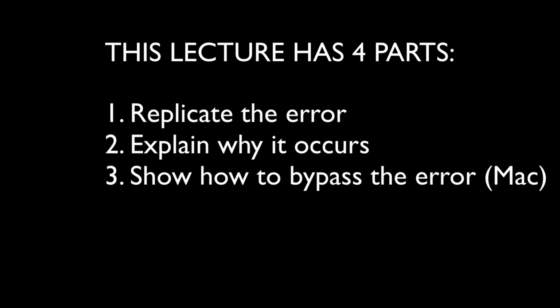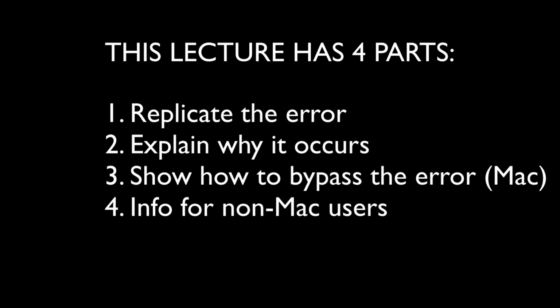Part 3. For you users on macOS, I'm going to show you how to bypass these errors by adding your self-signed certificate to your trusted certificates in your operating system's keychain, and then rebooting Postman and Chrome so that it can work with your API without hitting these errors. Part 4, for all other users, everyone who is not on a Mac or is not using Chrome, I'll show you where to find step-by-step instructions for your particular operating system and browser so that you can bypass these errors.